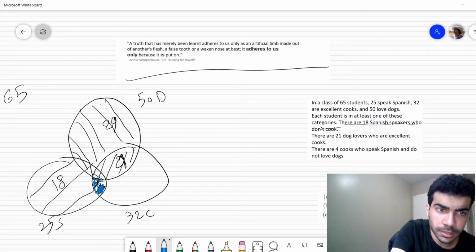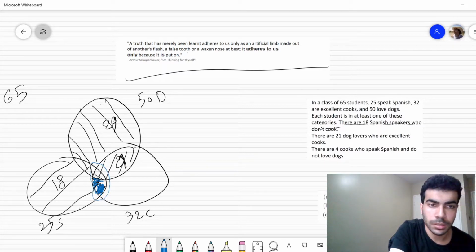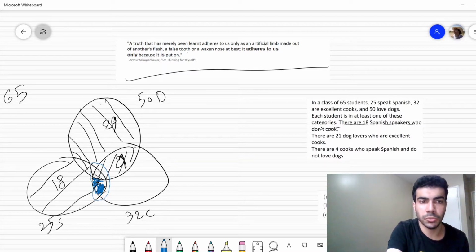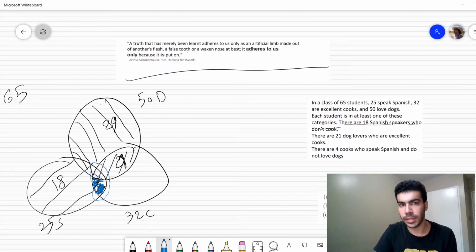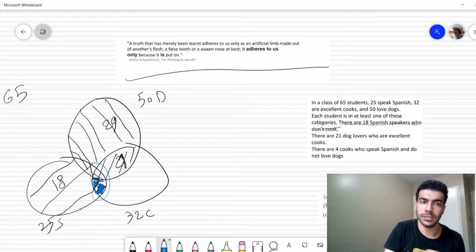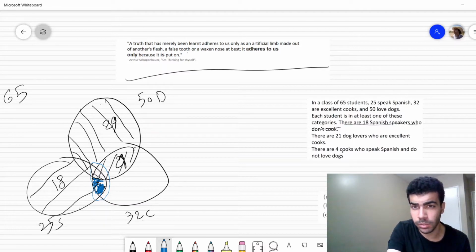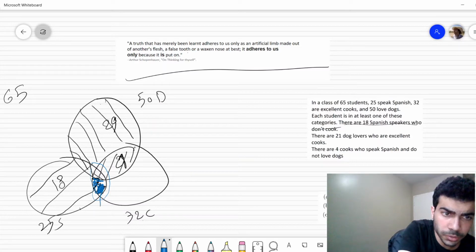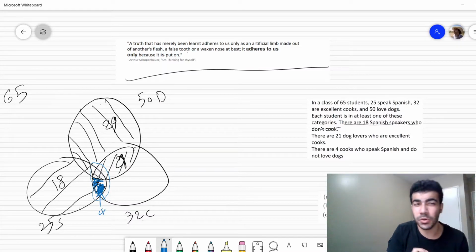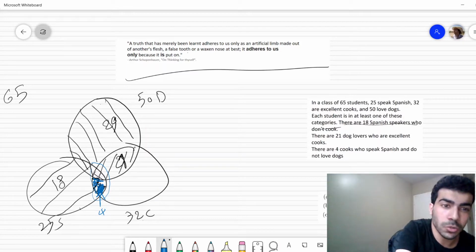Remember when we said that there are 7 people for this whole area? These 7 people are divided into people who satisfy the 3 circles and people who only speak Spanish and can cook. Now we know that there are 4 people who can cook, speak Spanish, and do not love dogs. So we know that this part here is 4, and the part that satisfies the whole 3 circles, this here, is 3.